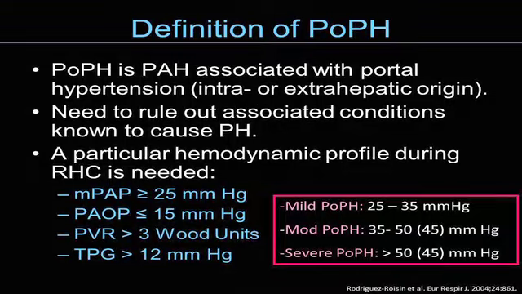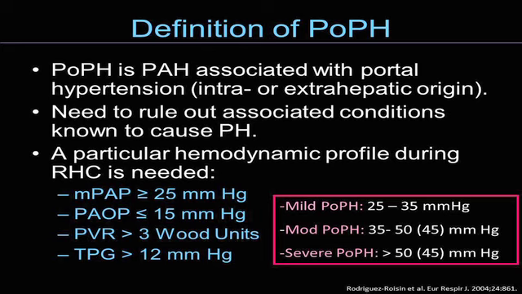pulmonary arterial hypertension. The definition, as kind of alluded to, is pulmonary hypertension associated with portal hypertension. It can be of this portal hypertension of intra or extrahepatic origin. We need to rule out associated conditions that are known to cause pulmonary hypertension. These patients can have obstructive sleep apnea, they can have COPD, they can have other diseases that are known causes of PH. So those need to be ruled out.